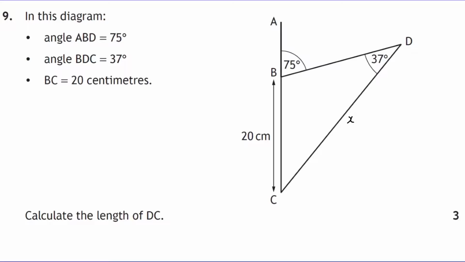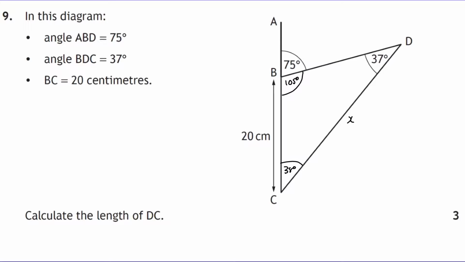Okay, so let's fill in as much information as we can. This is a straight line. If that's 75, that's going to be 105 degrees in here. And if that's 105 and 37, we do 180 minus both of them. That gives us 38. So this angle in here is 38 degrees. Brilliant. So we've got 3 angles in the triangle. That always helps.